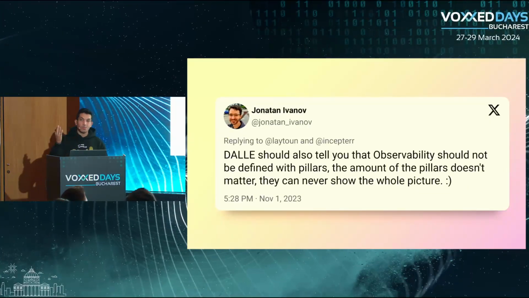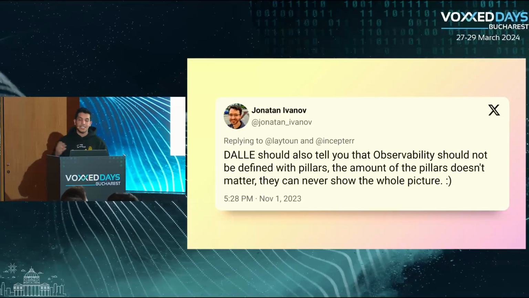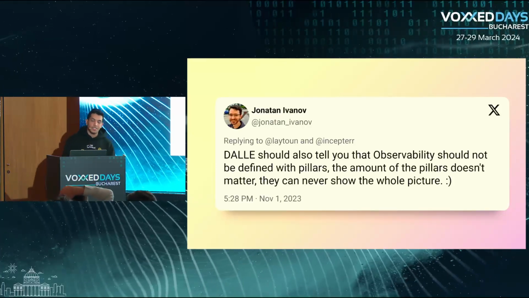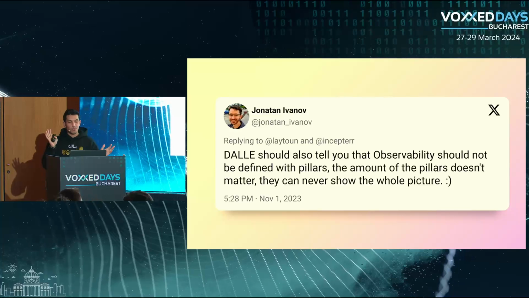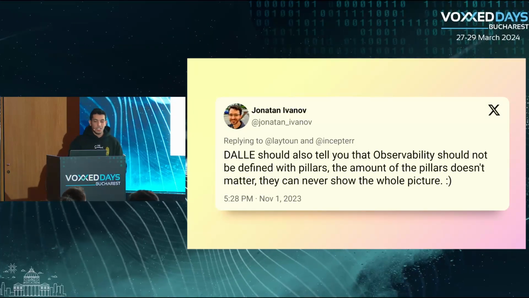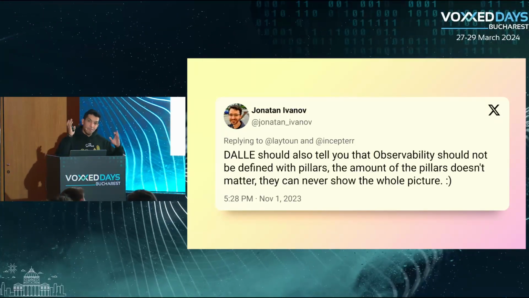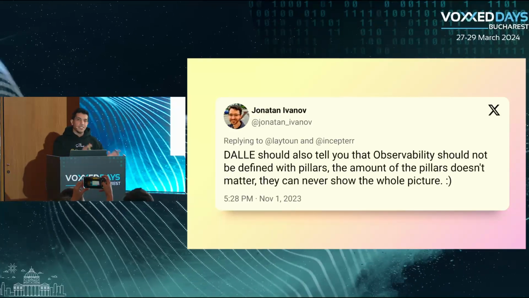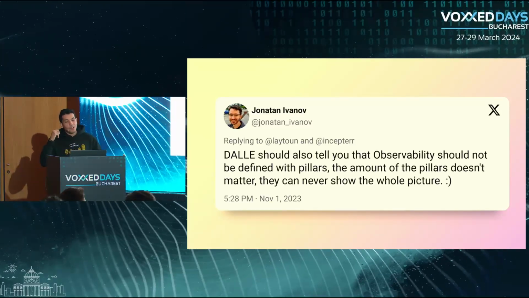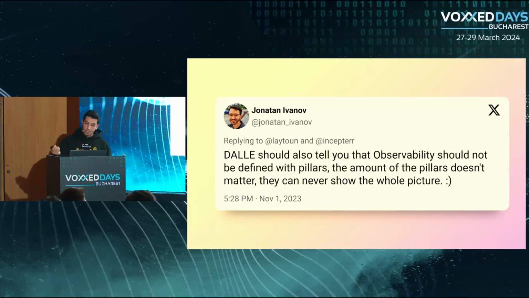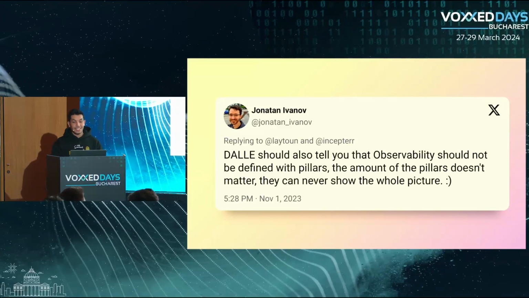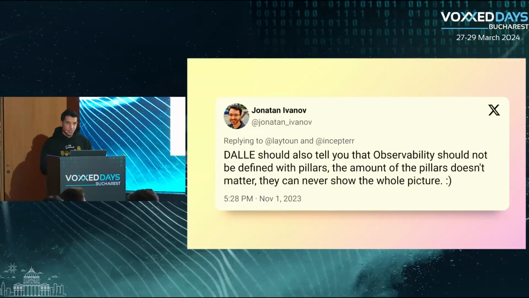And then I was super proud sharing the image generated by DALL-E about the pillars. And Jonatan Ivanov, a great friend who probably still works at Pivotal, now Broadcom, and is one of the developers of Micrometer, a great tool, especially in the Spring ecosystem, and very experienced in monitoring and observability, told me that observability should not be defined with pillars. No matter the number of pillars we have, they cannot tell the whole picture. And that is true.